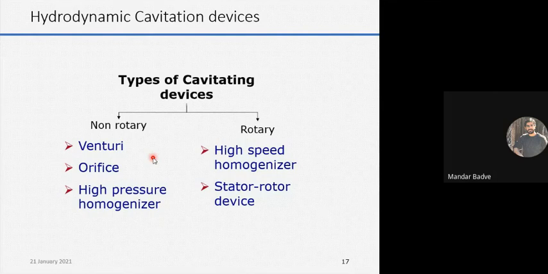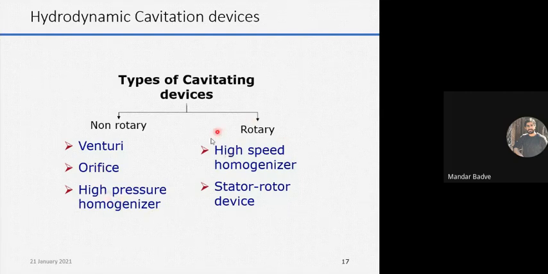And in the case of hydrodynamic cavitation, there are again two different types. First is non-rotary type, and the second is rotary type. The non-rotary are sort of venturi, which is nothing but a converging and a diverging nozzle. Orifice is nothing but a standard orifice. So you have a plate with a small hole in it. So that's sort of an orifice plate, and you can generate cavitation in high pressure homogenizer as well.